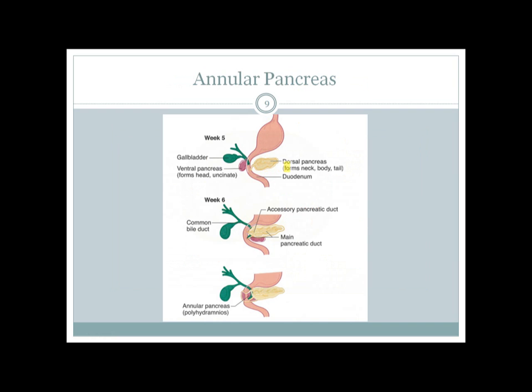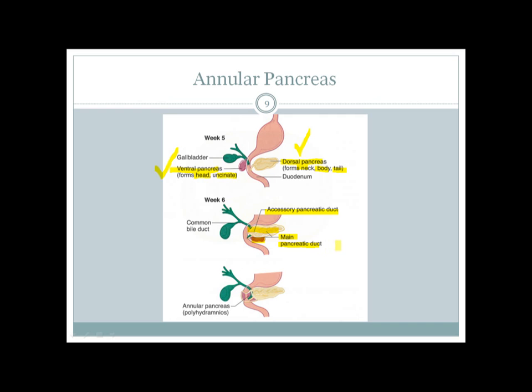So here you can see the dorsal pancreas here and the ventral pancreas here. One developed from the dorsal pancreatic bud, one developed from the ventral pancreatic bud, and both of them will ultimately fuse. And you can remember the derivatives of both of them. The ventral pancreatic bud gives rise to the head and uncinate process. The dorsal pancreatic bud gives rise to the neck, body and tail. And also note that the main pancreatic duct is a derivative of the dorsal pancreatic bud, and the accessory pancreatic duct is a derivative of the ventral pancreatic bud.